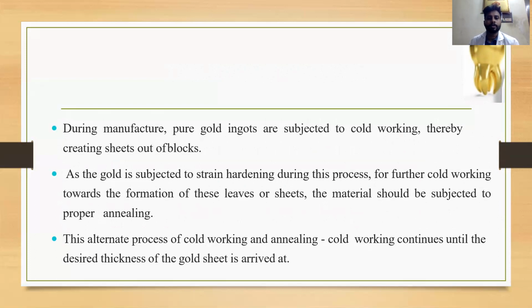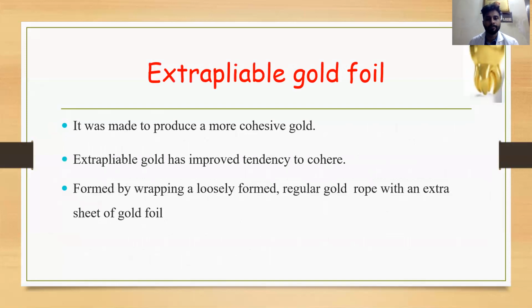During manufacture, pure gold ingots are subjected to cold working, thereby creating sheets out of blocks. As the gold is subjected to strain hardening during this process, for further cold working towards the formation of these sheets, the material should be subjected to proper annealing. This alternate process of cold working and annealing continues until the desired thickness of the gold sheet is arrived at.